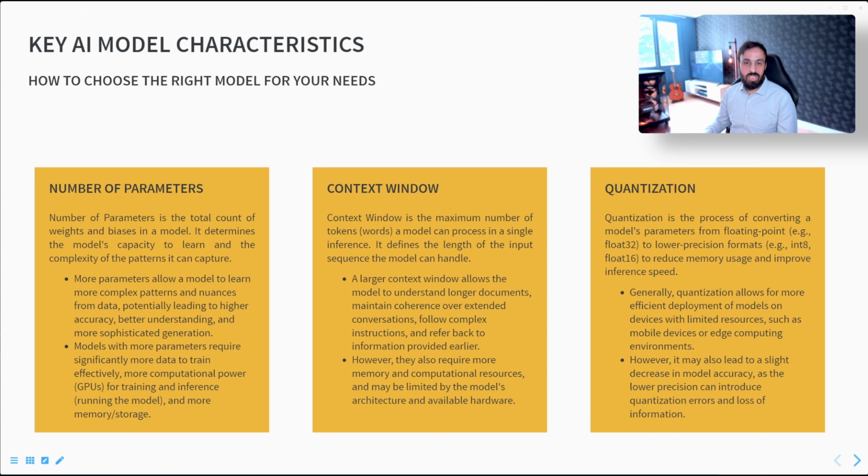The third characteristic we will cover is quantization. Quantization involves reducing the precision of a model's parameters, for example, converting from a 32-bit floating point to 8-bit integers. This optimization reduces memory usage and speeds up inference, making models more suitable for consumer hardware. However, there is a trade-off: a slight decrease in accuracy due to quantization errors. But in many cases, this trade-off is worth it for the efficiency gains.